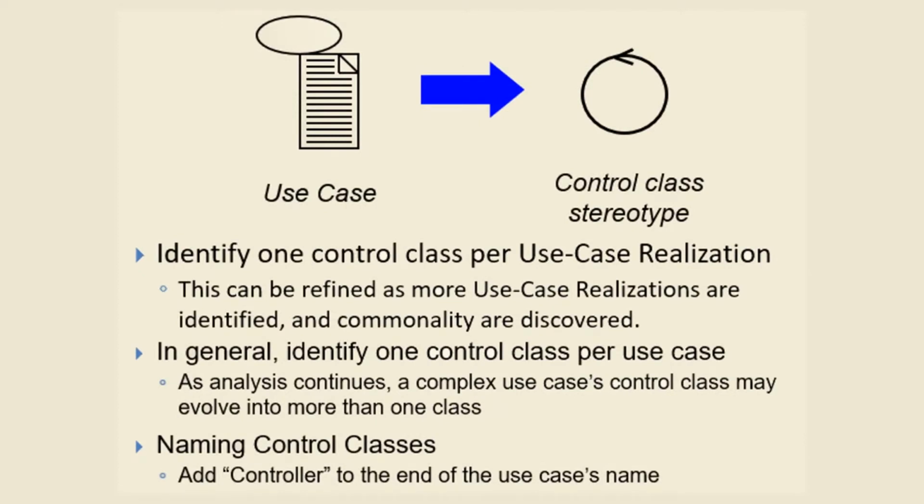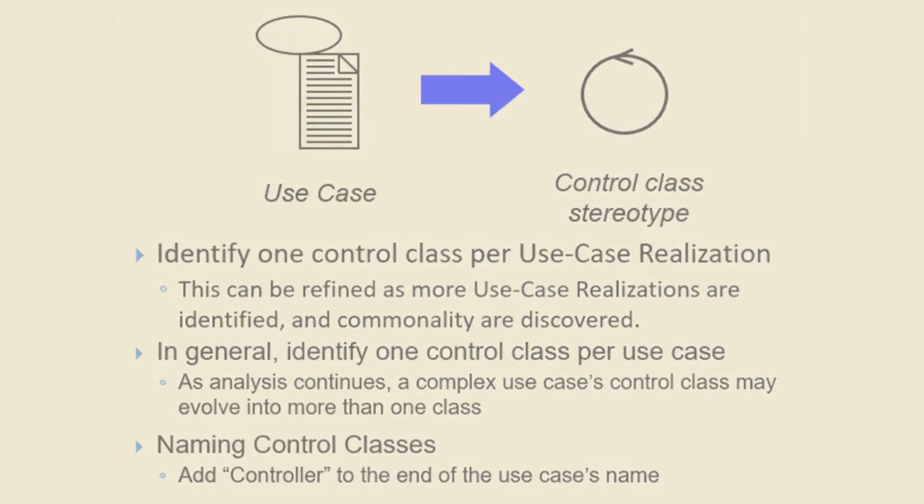To identify control classes, we use the guideline which states that we identify one control class per use case realization or per use case. This can be defined later on, and in general, we identify one control class per use case. This can also be expanded on when we're working in use case design. The guideline for naming our control class states that we add the word controller to the end of the use case name.